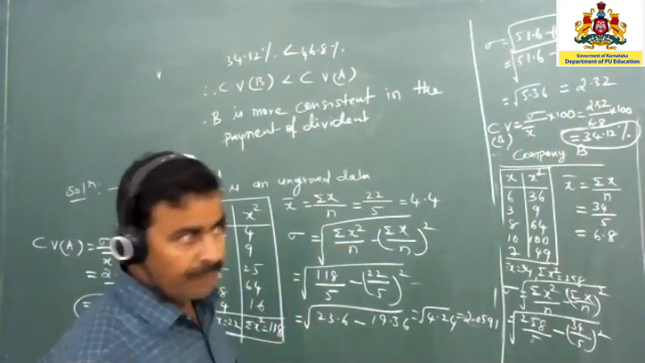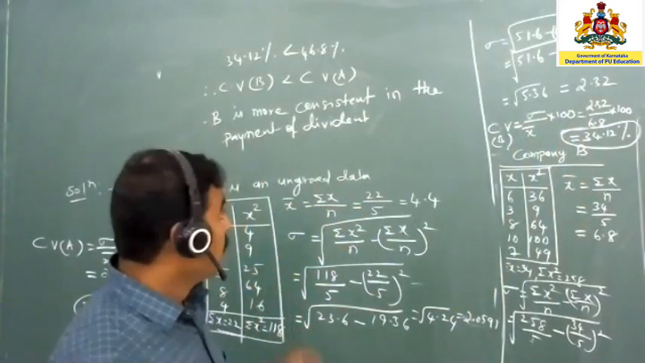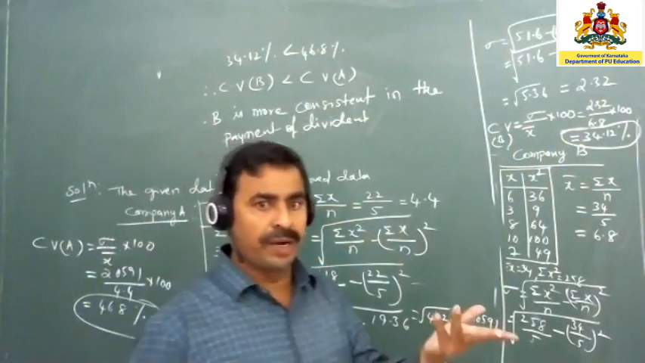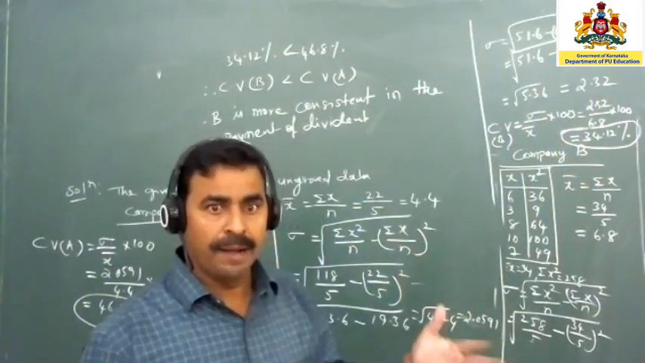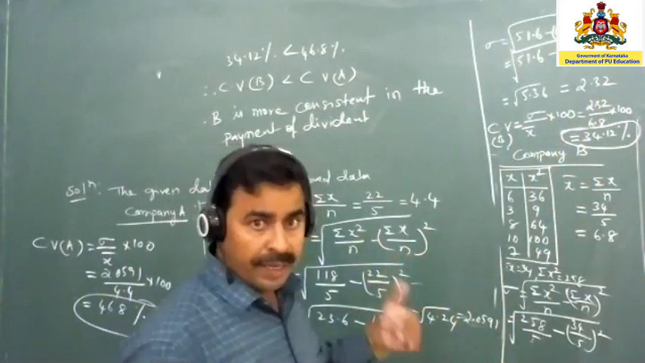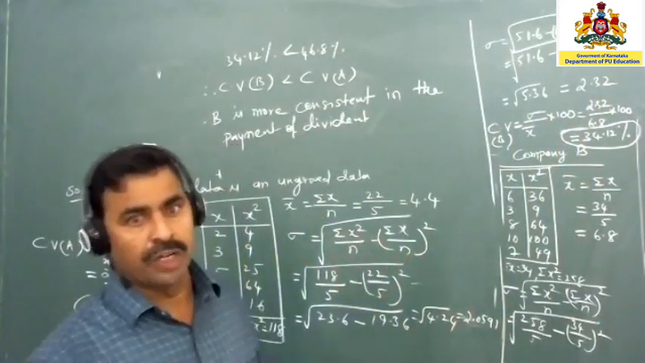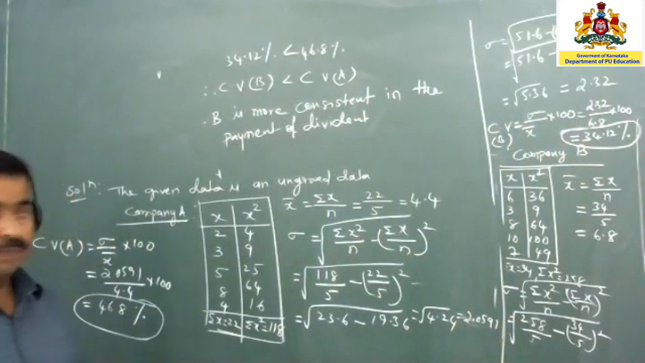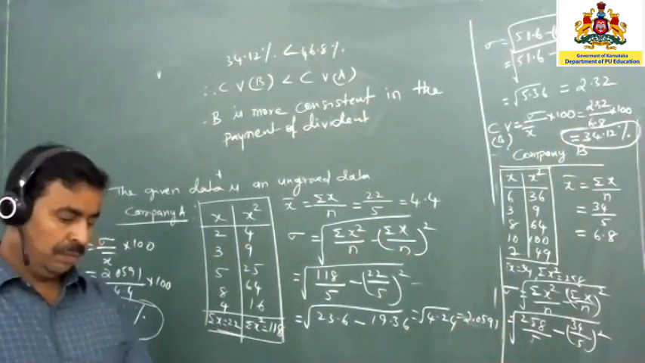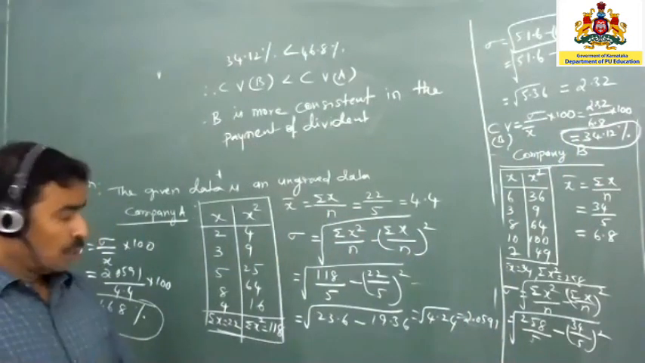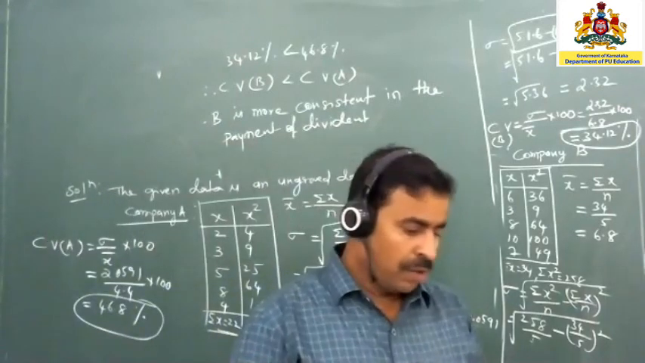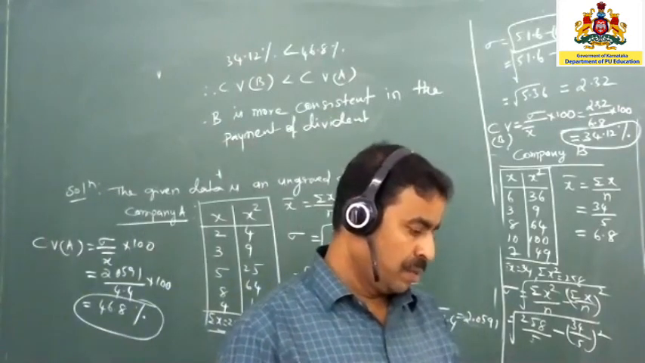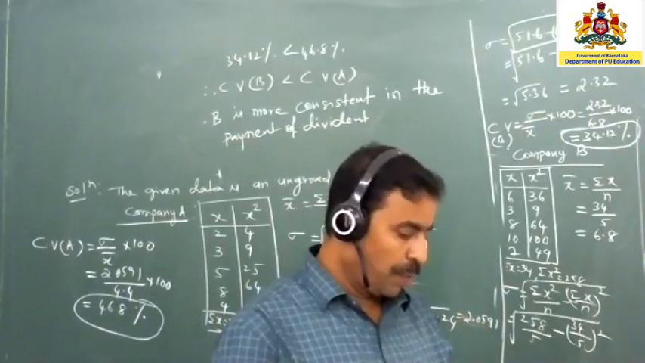The data which has the lower coefficient of variation is more consistent. It depends on the question. If the question asks which data has more variation, then the data with the higher coefficient of variation is said to have more variation. So this is for discrete data. Sorry, it is for ungrouped data.